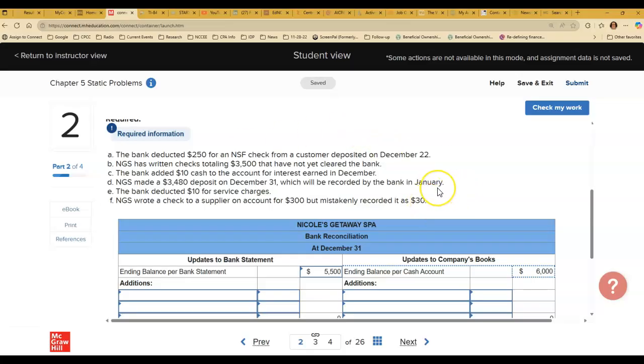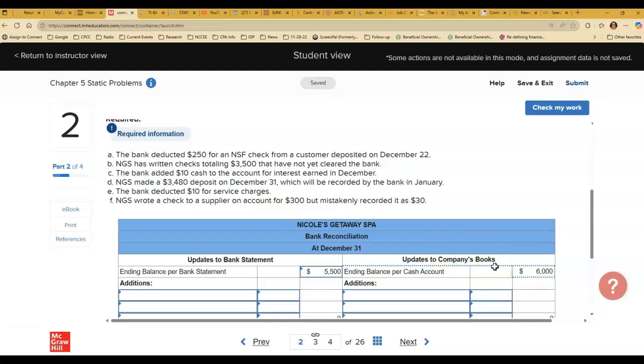So, who already knows about the NSF check? The bank. So we need to adjust the company statement. Remember, whoever knows about it already, they've already reflected it in their balance, and we have to reflect it in the other side's balance. So if the bank already knows about this NSF check, they're the ones that are telling us about it. They've already reflected it in the 5,500, so now we need to record it on our side, or what I call the book side.